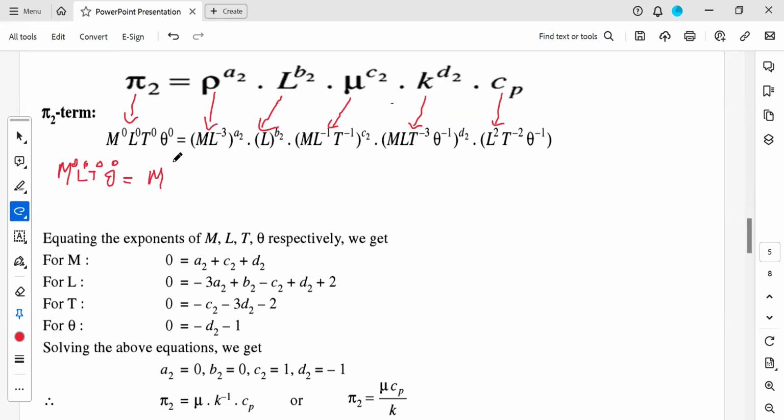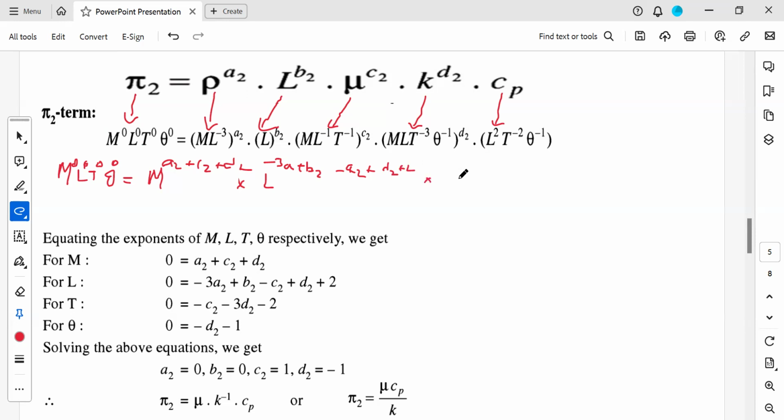For here you will get a2, here you will get b2, c2, and here you will get d2 plus d2. Like that we will collect the M terms in all the variables. Next one is L powers. In the first term you will get minus 3a2, in the second term you will get b2, in the third term you will get minus c2, in the fourth term you will get plus d2, and in the last term you will get plus 2.